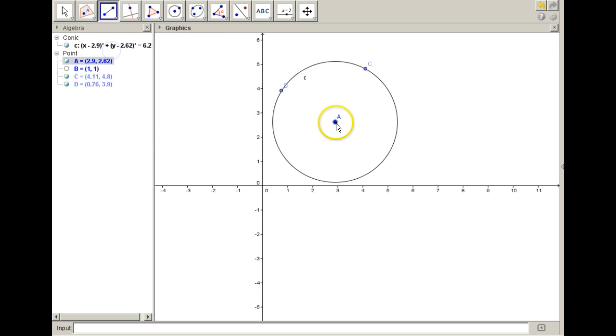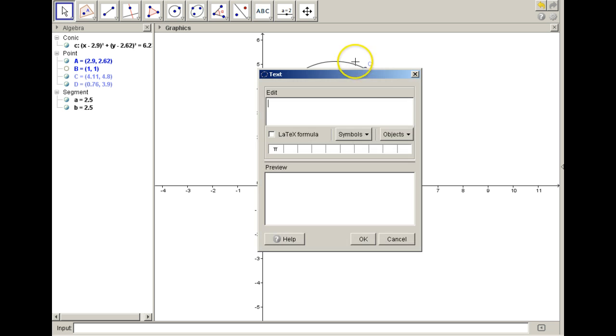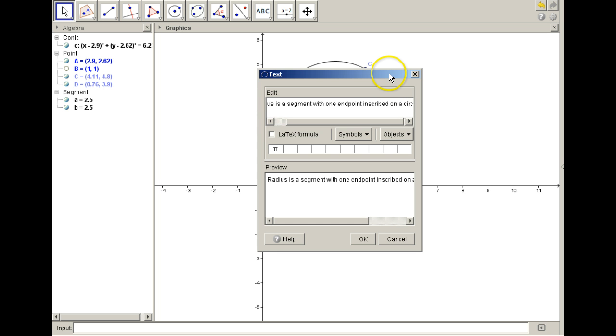Now, if I make a segment that has one endpoint on the circle, inscribed on the circle, like C, and its other endpoint is the center of the circle, we call that segment a radius. A radius is a segment with one endpoint inscribed on a circle and the other endpoint at the center of a circle.